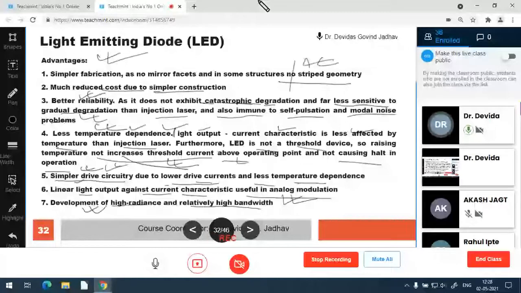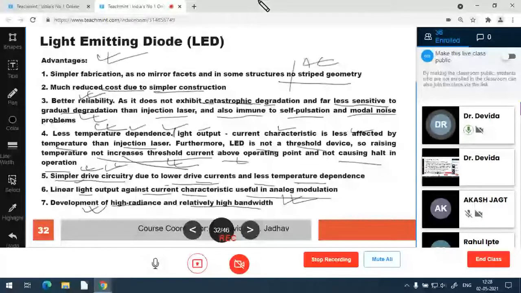Furthermore, the LED is not a threshold device, so raising of the threshold is also not there. Just like the laser, being a threshold device, the threshold level raising is also observed. So that is also not there in the LED.